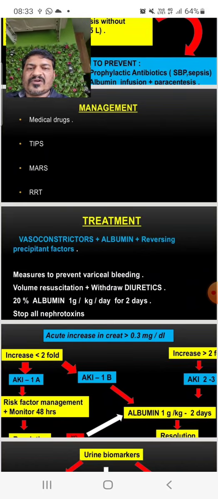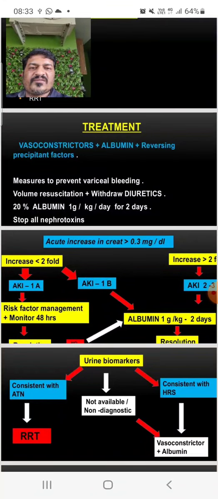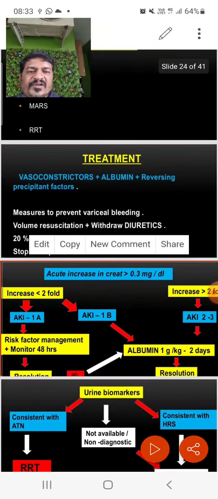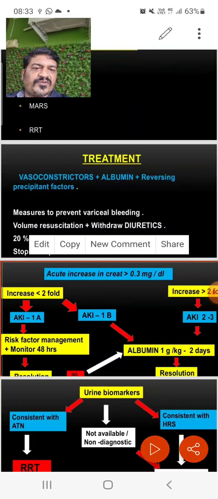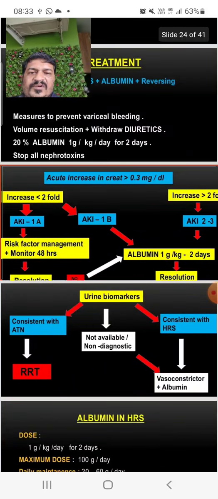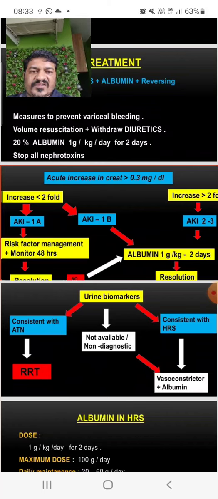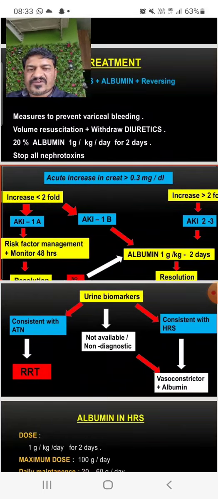Stop all nephrotoxins. You can see an acute increase in creatinine of more than 0.3 milligram per deciliter, or an increase of more than 1.5-fold, leads to AKI 1A. Risk factors for management: monitor for 48 hours. AKI 1B: albumin 1 gram per kilogram for 2 days. An increase of more than 2-fold is AKI 2 to 3. Urine biomarkers consistent with ATN go to RRT. If not available or non-diagnostic, consistent with HRS: vasoconstrictor and albumin.